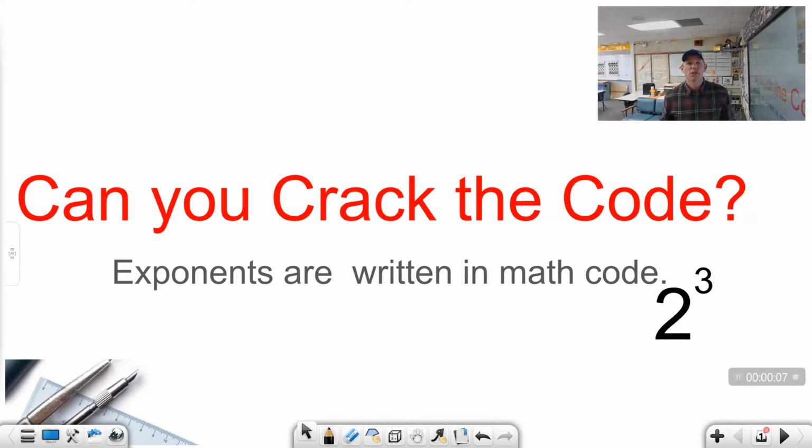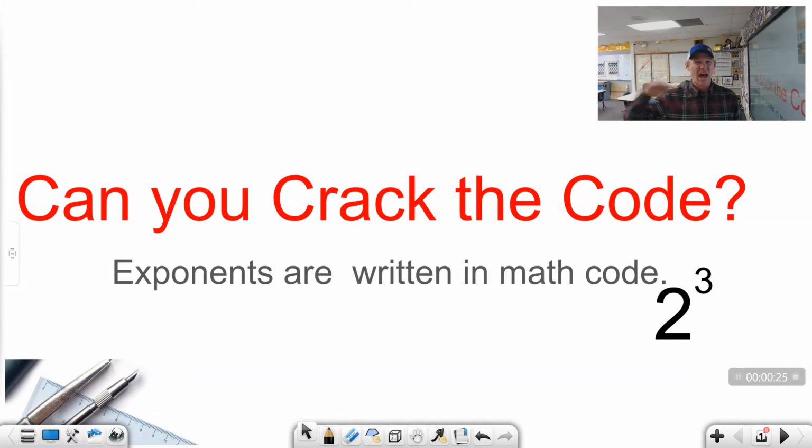We are starting off in chapter 8. We're starting off with lesson 8.2.1 and we're diving into exponents. And can you figure out the pattern inside of exponents? We're going to develop the rules that help govern this side of mathematics.